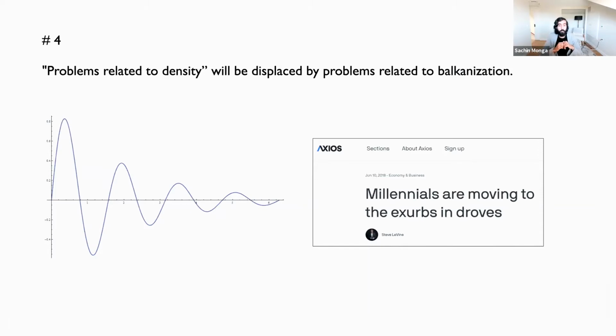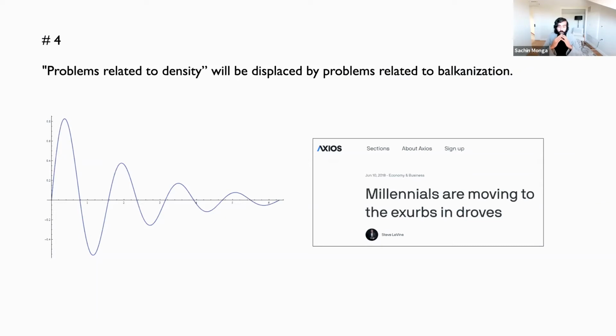This is a farther out prediction, but I think at some point, 5, 10, 15 years from now, a bit further out, the problems related to density, we're going to swing down to the other side of the pendulum, and there will be all these new problems related to, I'd say, balkanization, or the fact that we went from being in public to being extremely in private because the public sphere just broke on the internet. And that's going to be an interesting world.